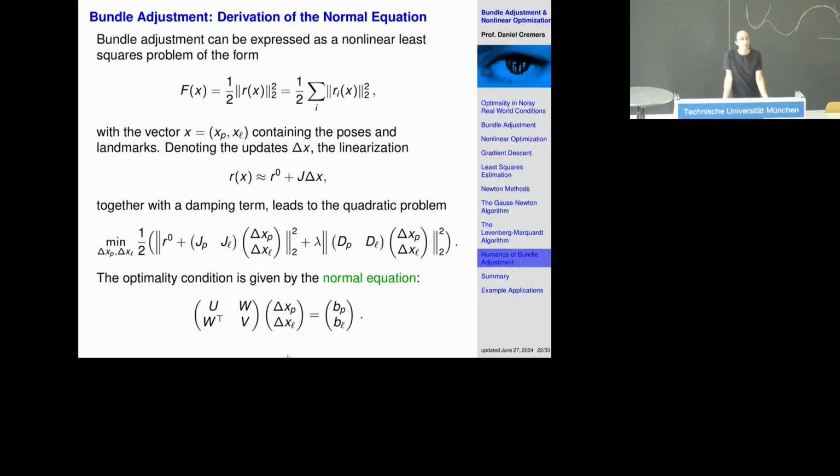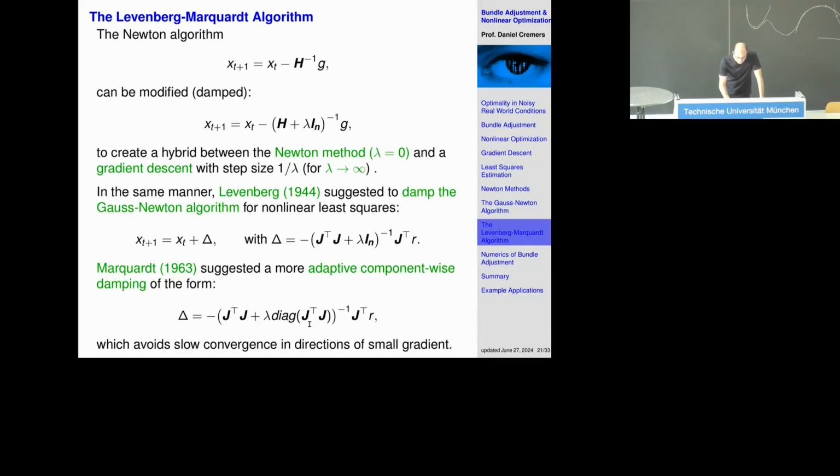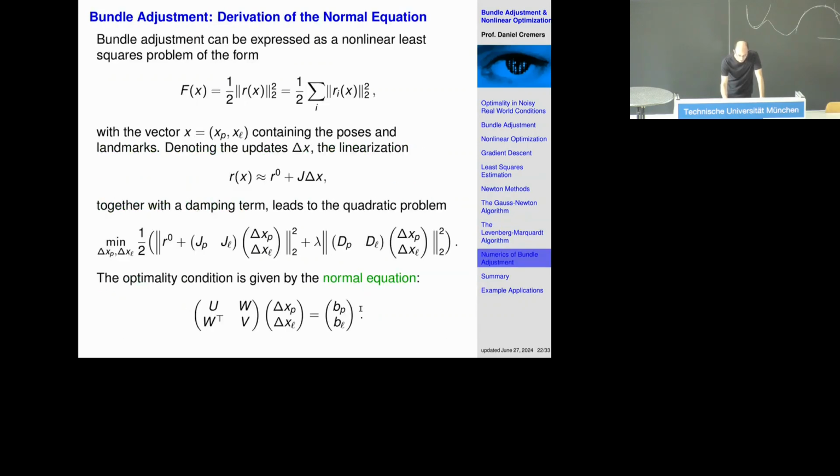Yes, these are damping matrices. That relates very much to this term here. So you could use the diagonal of J transpose J, the Jacobian, but you can use any kind of damping matrix that basically tells you how you want to damp the updates.